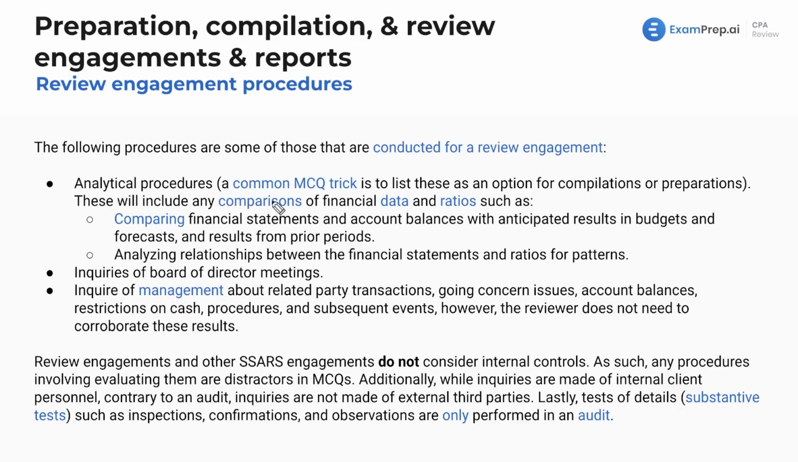These are going to include comparisons of financial data and ratios, such as comparing financial statements and account balances with anticipated results in budgets and forecasts and results from prior periods. You're essentially getting an idea of what you think the numbers should be, comparing them to what the numbers actually are, and then asking management, hey, why are these numbers different? I projected that the numbers should be what I determined. What's the reason? And hopefully management's got a good response.